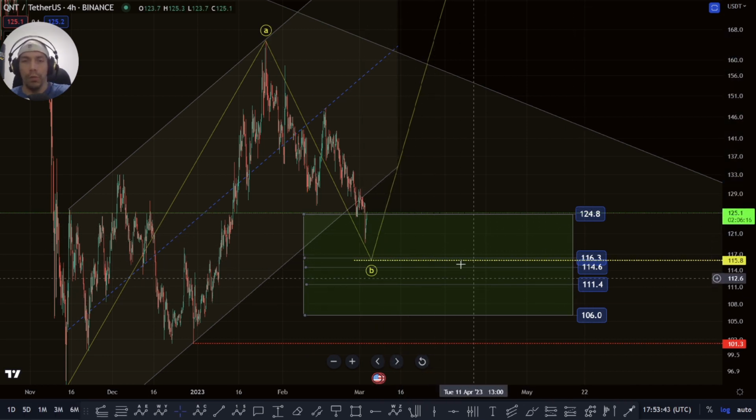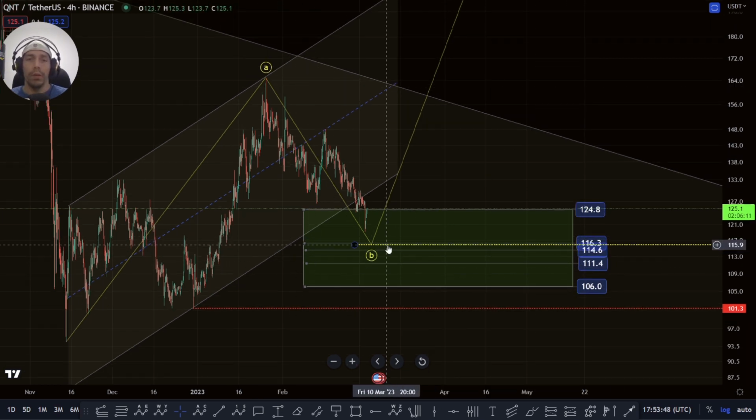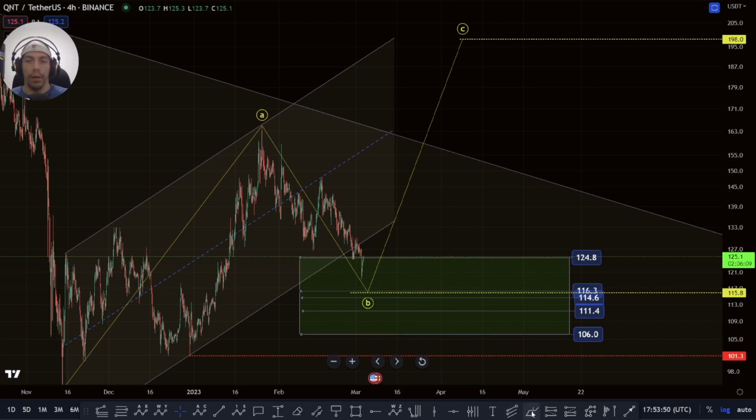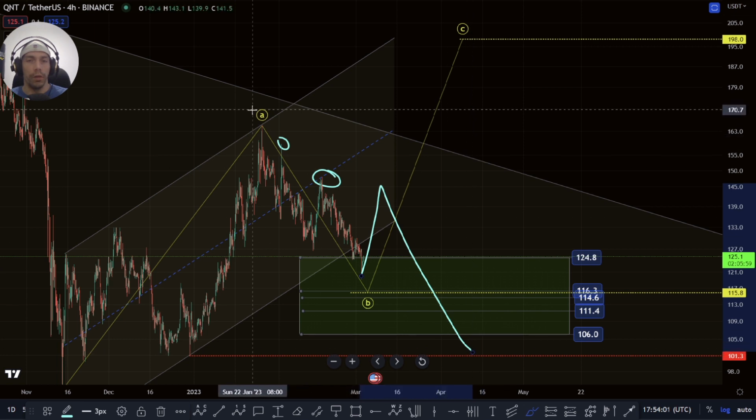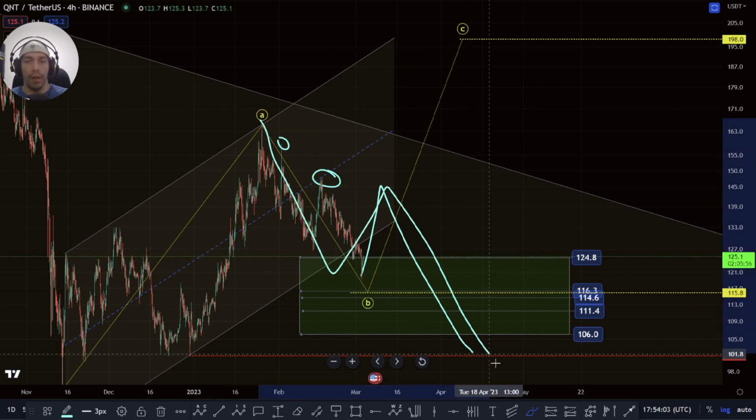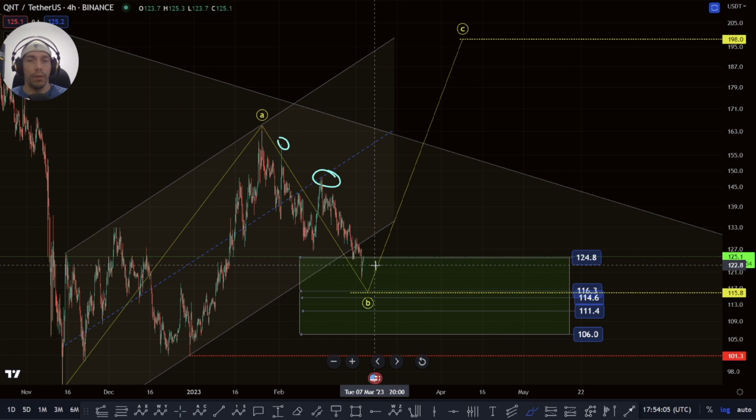So if we do move down into this zone of 116 to 114, then I would be looking for that potential to have a bounce here. And then once again, like I said, it becomes important if we manage to take these highs. If we fail to take these highs, we can just continue to the downside here in a more corrective structure where this becomes an A, B, and then that's C. So we're going to have to give it a bit of space.